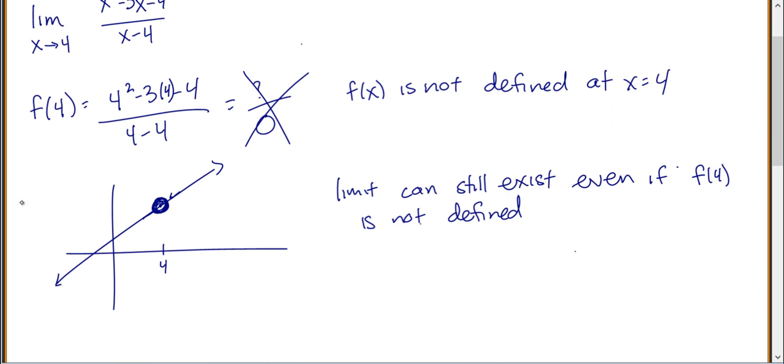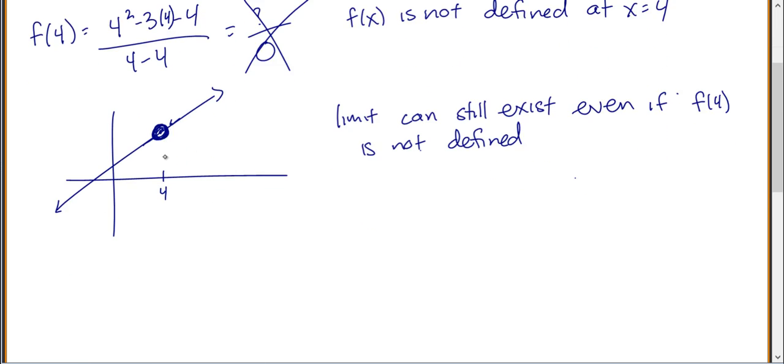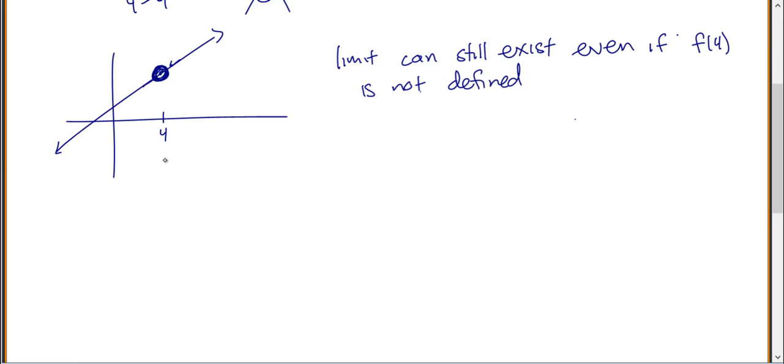Okay. So next step, well, we figured out we can't just plug the 4 in because then we end up dividing by 0. So what do you actually do in a situation like this? You factor. Okay. So we were trying to find the limit as x approaches 4 of x squared minus 3x minus 4 over x minus 4.